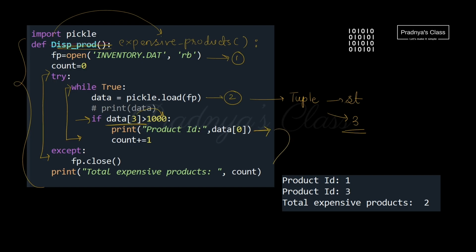So according to the instructions, we will be formatting it. Along with that, we need to count the expensive product. For that, we have taken one variable which will get incremented. And using print function, we are printing the expensive products. Hope you understood this code.